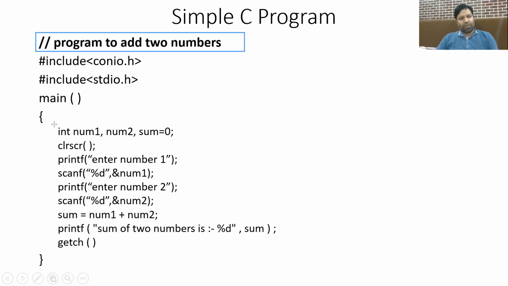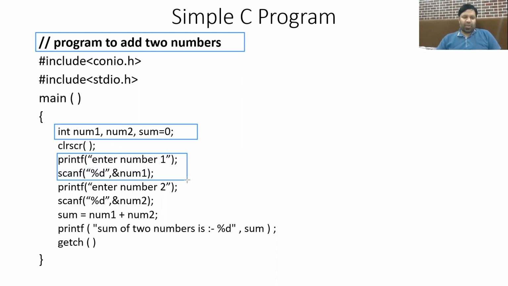You are also aware of this line. This line is called the declaration statement. It is used to declare 3 variables of the integer data type. You are already aware of printf and scanf. Printf is used to print the message on the screen, whereas scanf is used to accept the input of a number from the user. So you are already aware of these 4 lines.